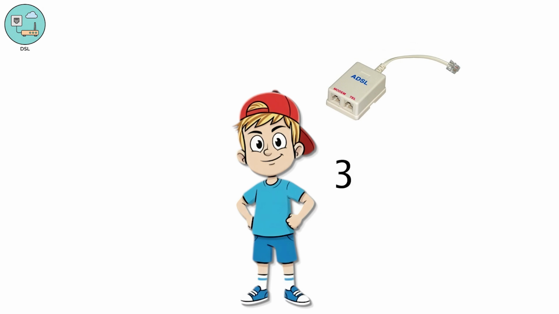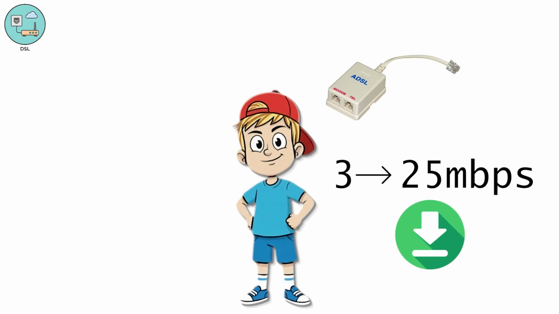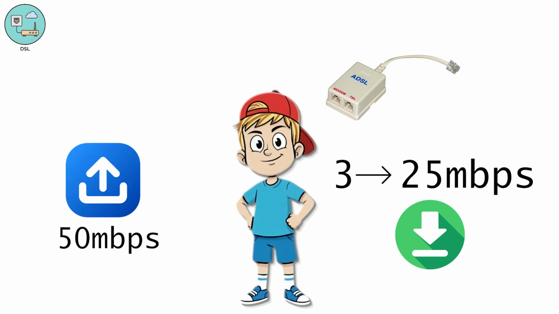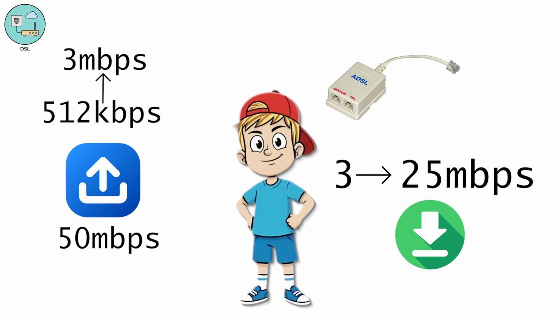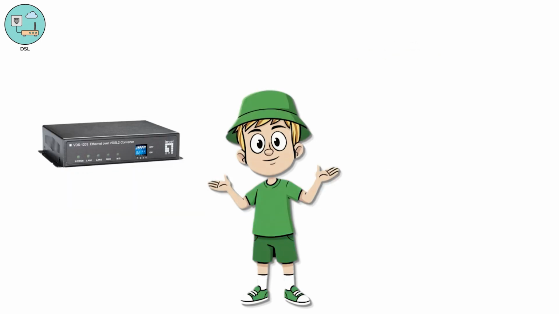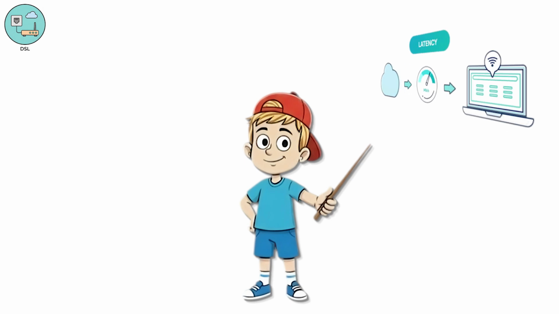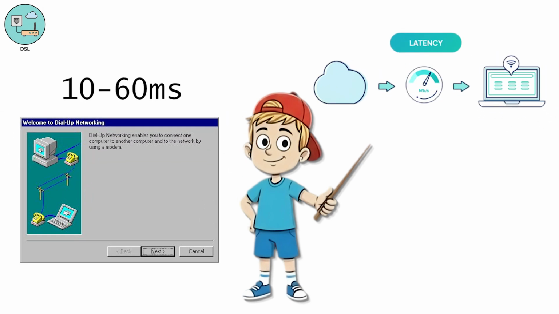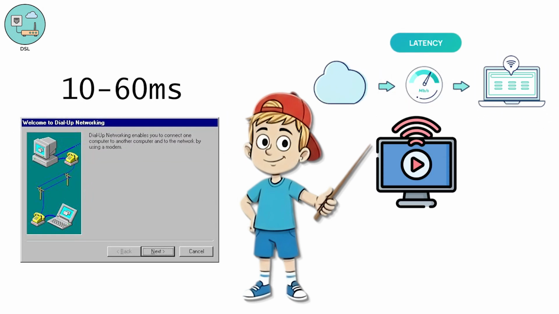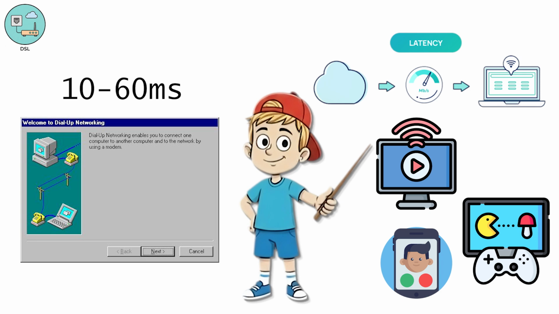ADSL delivers 3 to 25 megabits per second downloads, sometimes 50, with uploads between 512 kilobits and 3 megabits per second. VDSL reaches 100 megabits per second over shorter distances. Latency is much better than dial-up at 10 to 60 milliseconds, making streaming, video calls, and gaming possible.